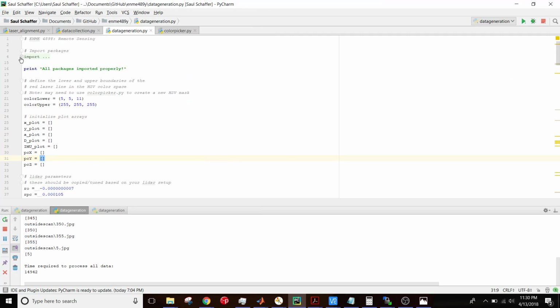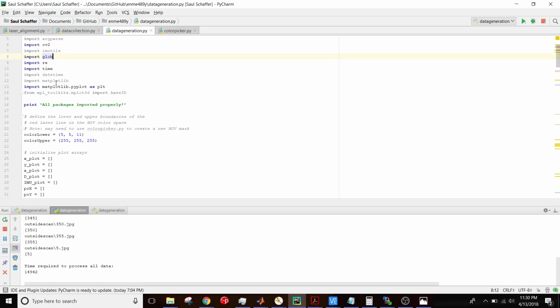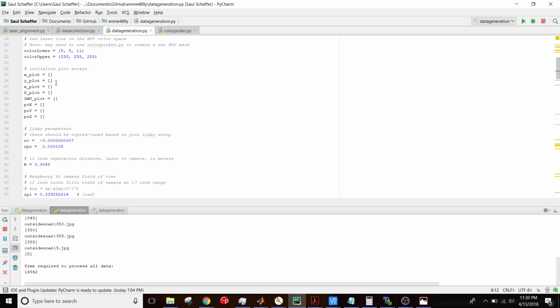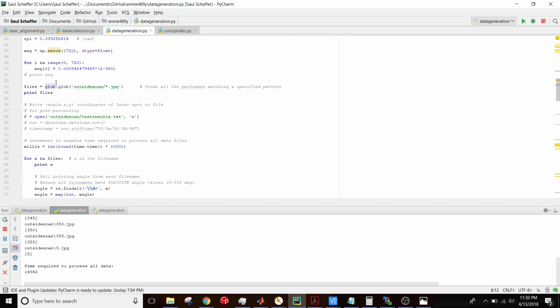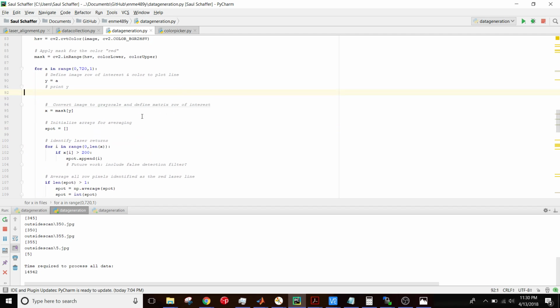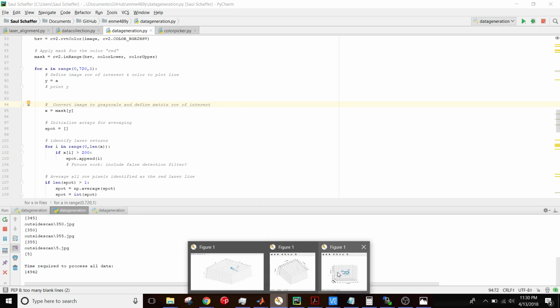We're importing a number of packages here, right? NumPy, OpenCV, IMUtils, glob, re, and time, and matplotlib, a number of other packages. And then when we run this code, basically we're able to generate these 3D point clouds, which is what we're going for. So we see that we generated these 3D point clouds. We can take a look at them here.